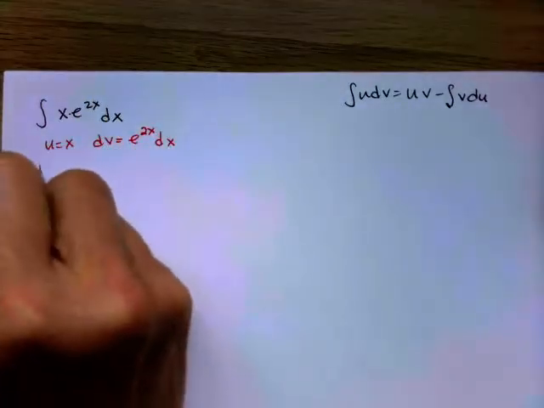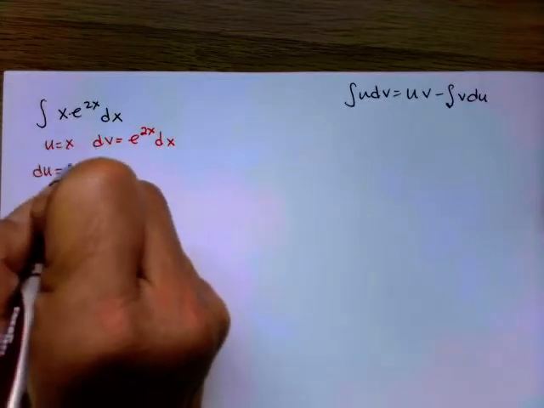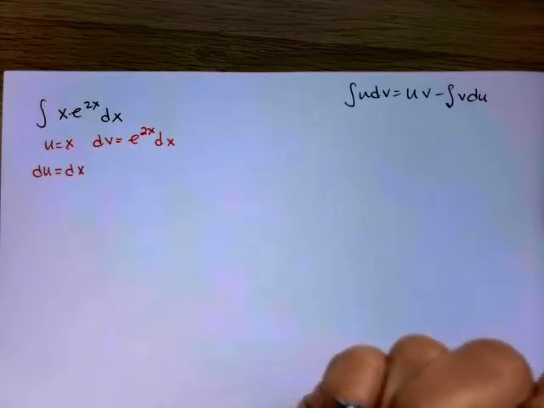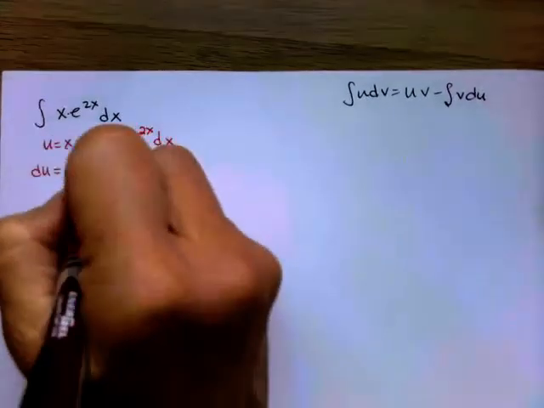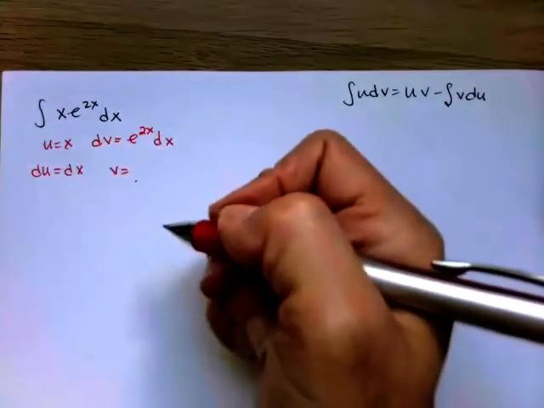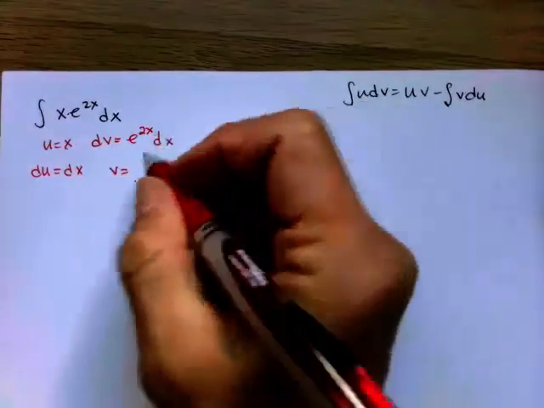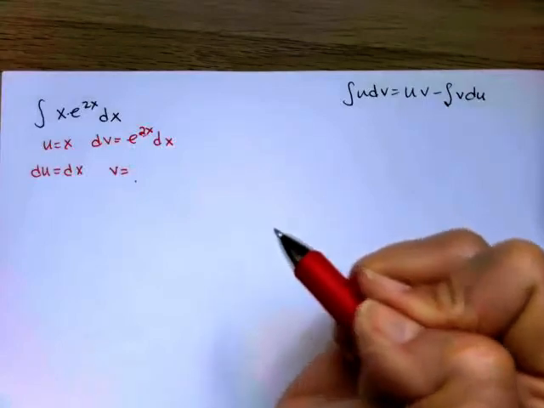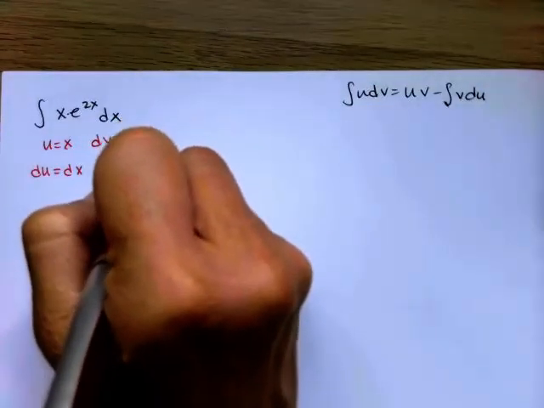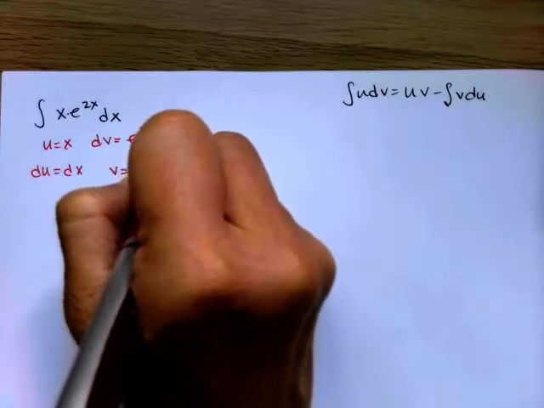So then I need du. So I differentiate x with respect to x. So that's just dx. You could have 1 dx if you wanted, but you don't need the 1. And then to get from dv to v, we have to do the antiderivative. So again, it's that k, right? So the only thing that's different is I've got a 2x instead of just an x, so it's a 1/2 out in front. 1 over k e to the 2x.